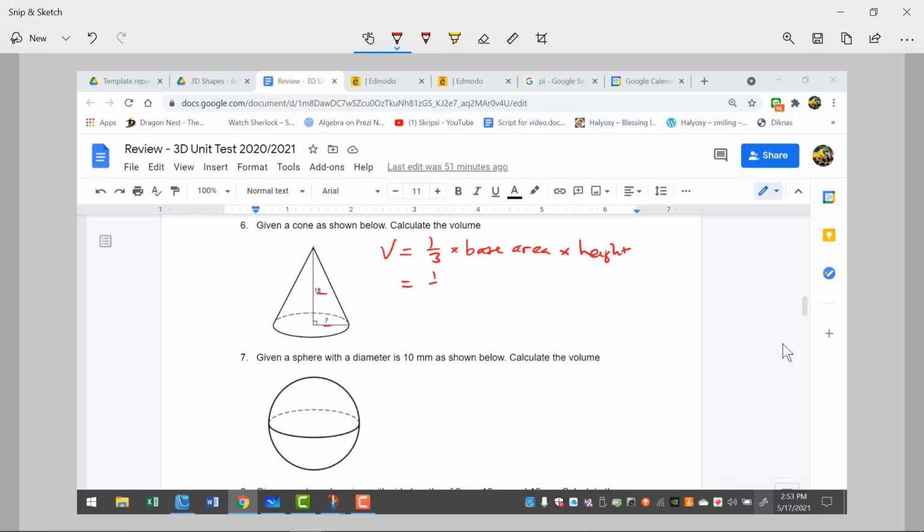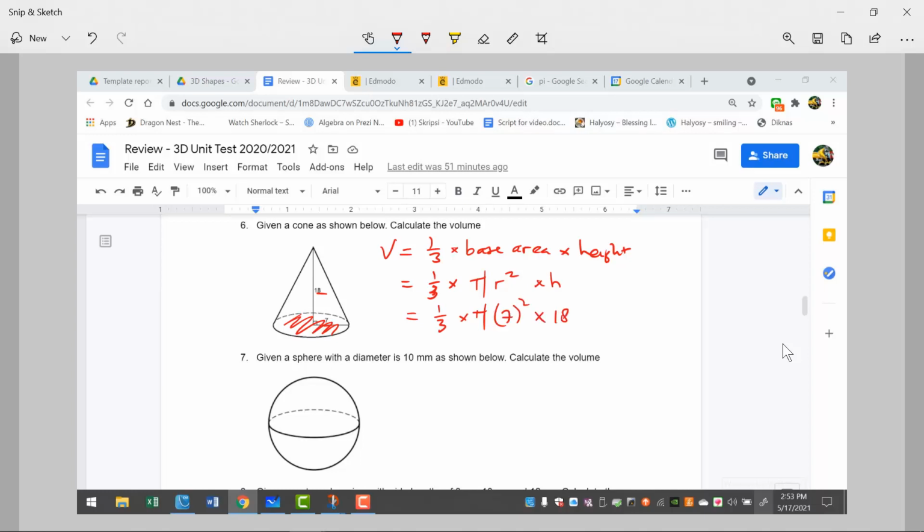So it's 1/3, and then we know that the base area is the circle one, this one, right? Which just has a radius of 7, and we know that a circle has an area formula of pi r squared, right? And then just times height. Okay, so I'm going to rewrite that, and pi we just leave as pi, r is 7, so 7 squared, and then times 18.